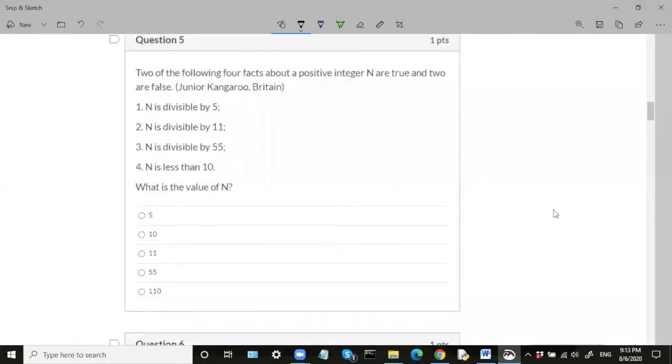Problem 5. 2 of the following 4 facts about a positive integer n are true and 2 are false. So what is the value of n? So we have 4 statements. Okay, so we can see actually statements 2 and 3 contradict statement 4, because if n is less than 10, it won't be divisible by 11, and it won't be divisible by 55. If n is divisible by 11 or 55, it won't be less than 10. So then we have to group 2 and 3 together and 1 and 4 together.